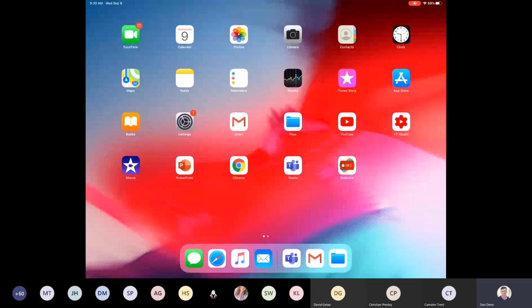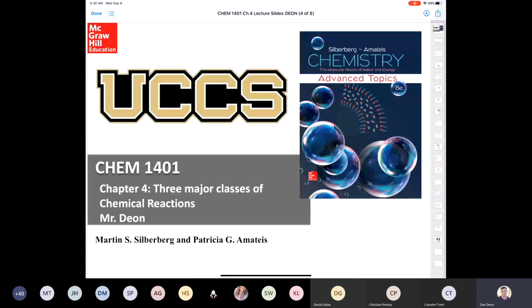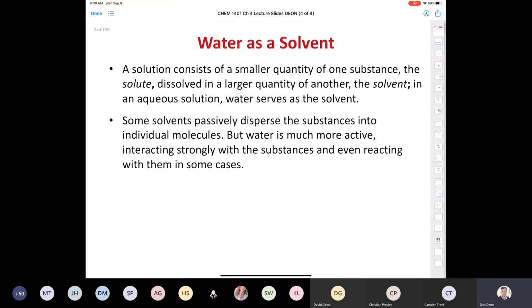Okay, so chapter 4, 3 major classes of chemical reactions. Again, I'm just going to boil it down to the most important bits of what you need to know, but we're going to look at a lot of reactions in solution in this chapter. And what kind of solutions do we make in general chemistry? Well, usually we make solutions where we use water as a solvent.